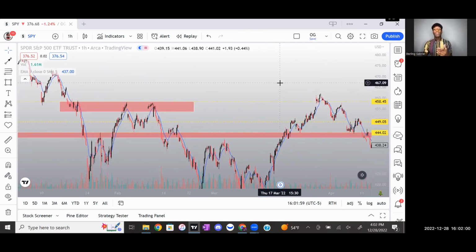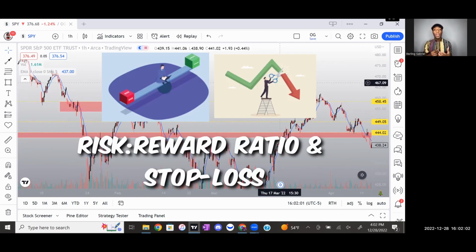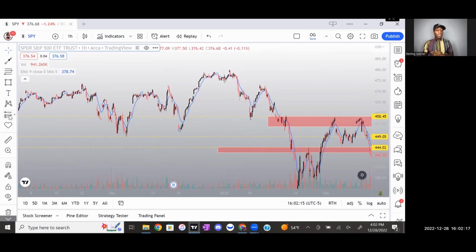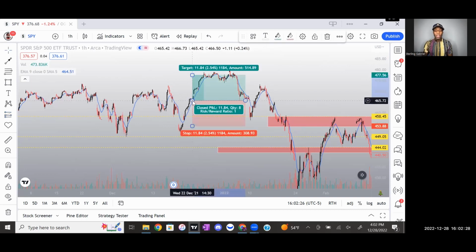And lastly, I'm going to explain to you a risk to reward ratio and a stop loss. A stop loss is something that actually prevents you from losing more money if you are in a losing trade. So I'm going to show you that right now. I'm going to show you a risk to reward ratio. So say you were in calls. Say you identified this bull flag at a level and you decided on getting in there.